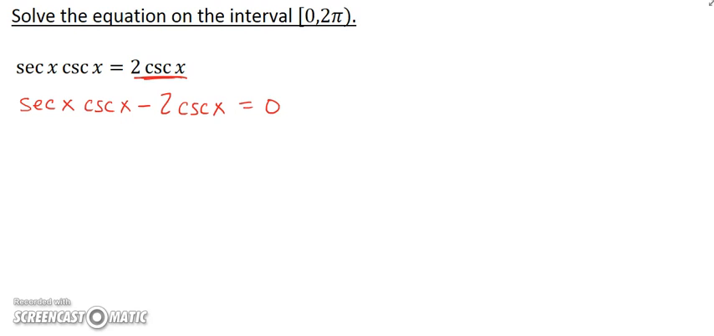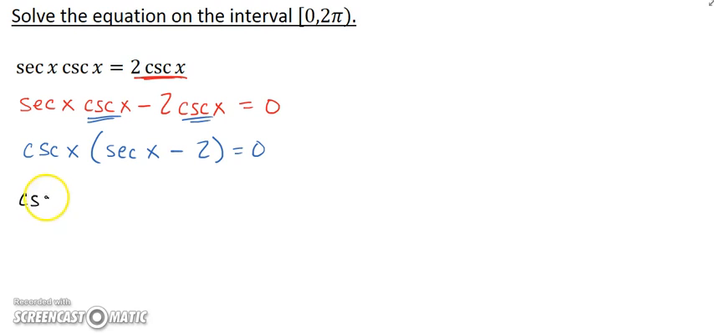That's a better idea because now I can maybe do some factoring and set some things equal to 0, and I can actually factor a cosecant out of each term. So I can say that the cosecant of x times what's left over, the secant of x minus 2, equals 0. And at this point, you've got that old algebra trick again where you've got two factors that are multiplied together set equal to 0. So that tells you that one of them has to be equal to 0. Either cosecant of x has to be equal to 0, or secant of x minus 2 has to be equal to 0.